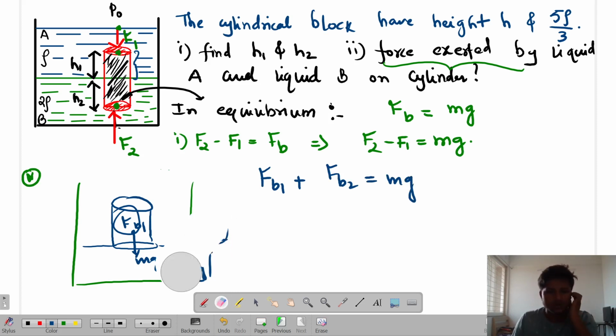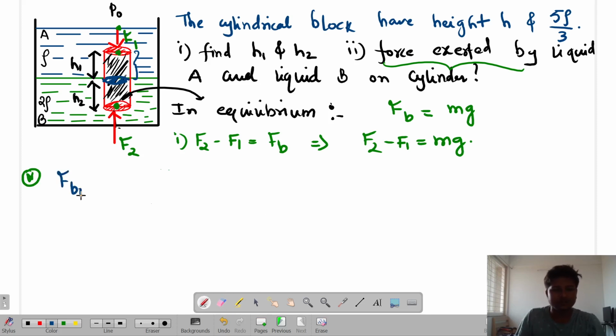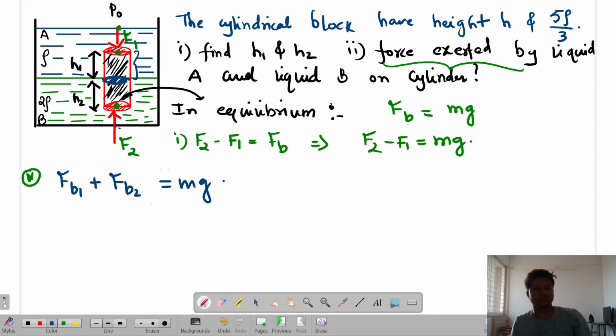Are you able to get me now? So there are two buoyancy forces over this layer. Are you able to get me? I'm considering this layer. Is that clear? So it gives us the correct idea to understand. Let's suppose this is buoyancy force 1 by cylinder 1, buoyancy force 2 by cylinder 2, that must be equal to mg. Is that clear?